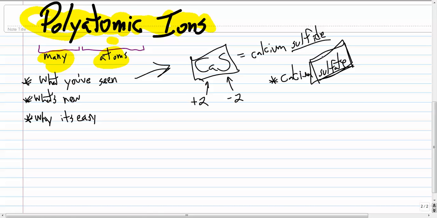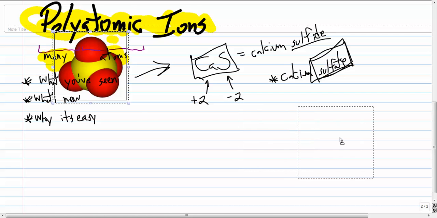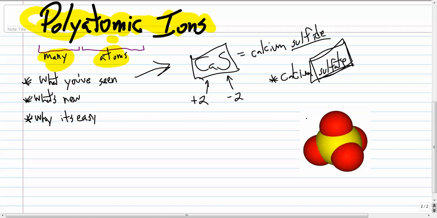Sulfate isn't just a simple sulfur atom. Sulfate is something more complex. A sulfate looks like this, or at least that's what we think it looks like. So a sulfate ion is 1 sulfur atom and 4 oxygen atoms hooked together. Now, you would think that each oxygen atom has 8 electrons, and each sulfur has 16. So 16 plus 8 plus 8 plus 8 plus 8 is 48. So this thing has 48 electrons.